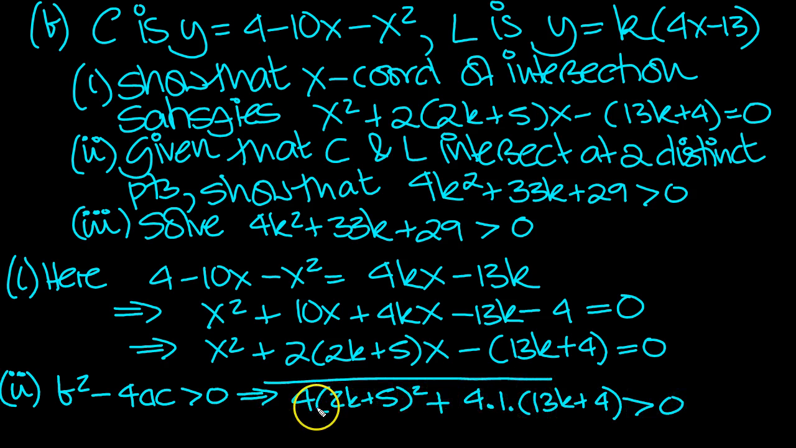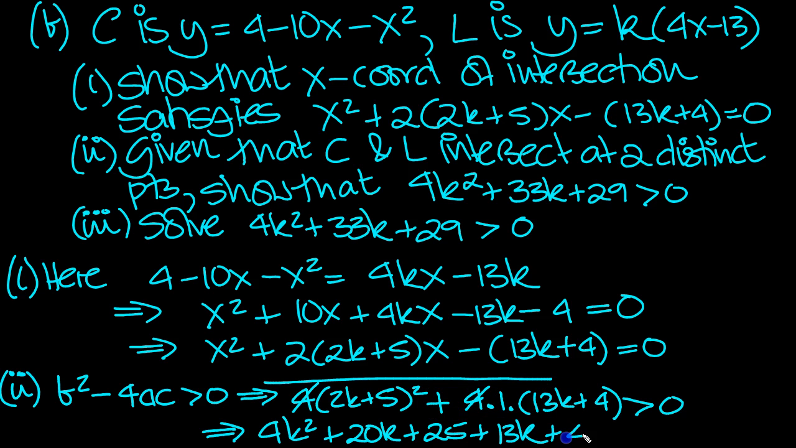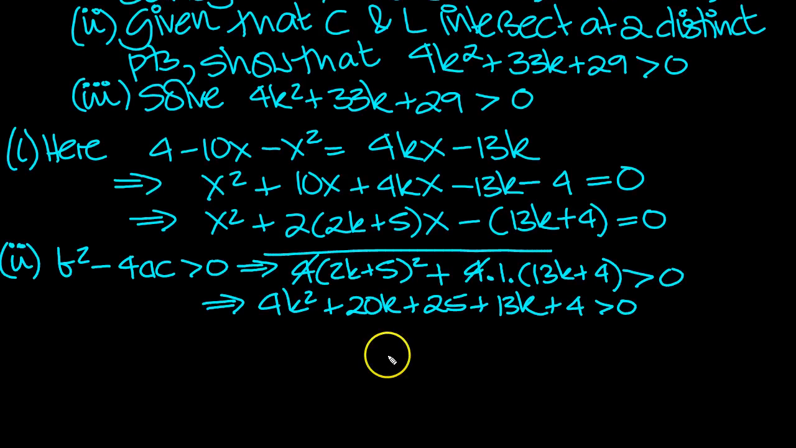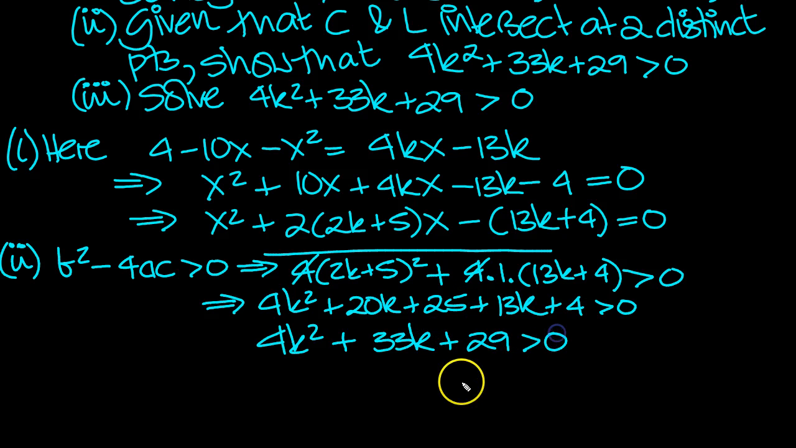Now if you look at both these terms in this inequality, there's a 4 common, isn't there? So we can cancel that out. So that tells us then that 4k squared here, when we expand this bracket, plus 10 and 10 is 20k, plus 25, so we've expanded that bracket now, plus the 13k, plus the 4, isn't it? Needs to be greater than 0. So let's turn our attention to this problem now. So what have we got then? We've got 4k squared, plus 20 and 13k is 33k, plus 25 and 4 is 29. That's what we wanted to show.